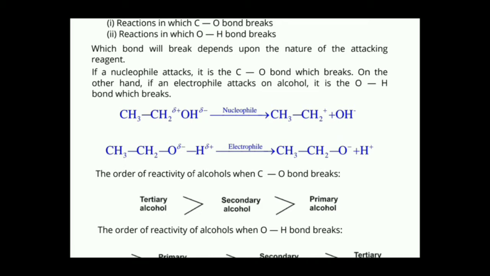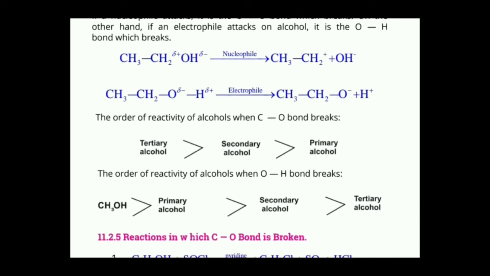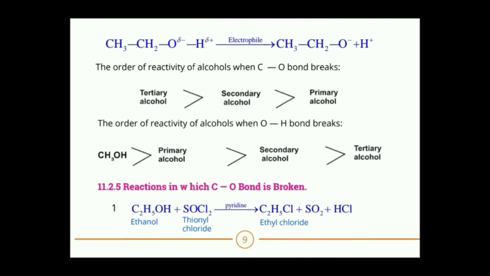But when the electrophile attacks, the OH bond, the oxygen-hydrogen bond, breaks, and some other group takes the place of H positive, right? So H positive goes out, some other groups come in, and they become attached with O negative. So first of all, the first group of reactions which we are going to start is the reactions in which the CO bond is broken. So ethanol reacts with thionyl chloride in the presence of pyridine.